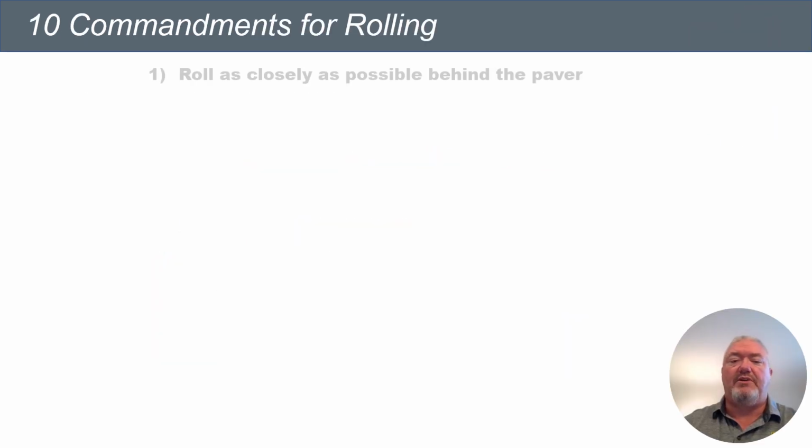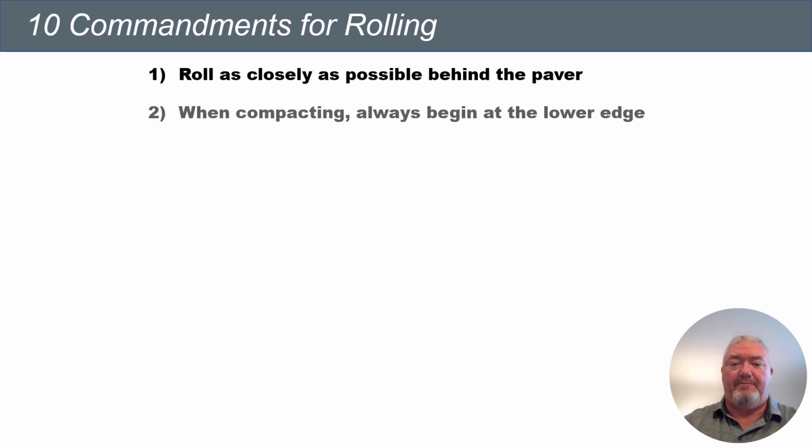10 commandments of rolling. First one, we want to roll as close as possible behind the paver, but we do not want to hit the paver. The closest that roller needs to come to the back of the paver is the length of the roller. That way you're staying consistent in your rolling pattern and you're not slowing down, running static, and wasting time. I want to be very consistent in my rolling pattern.